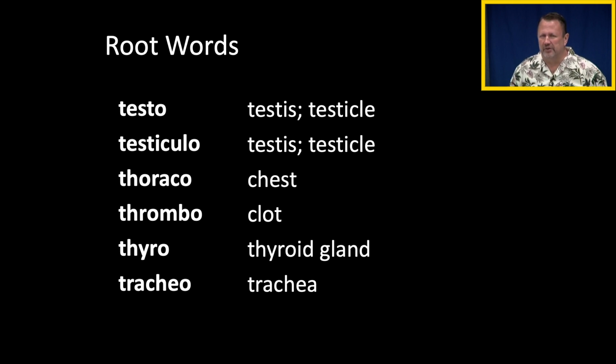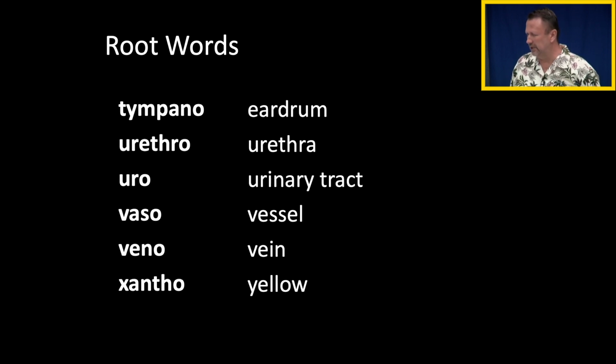Tracheo refers to the trachea. Your trachea goes down into your chest and divides into the main bronchi, and so tracheo refers to the trachea. A timpani is a big type of drum. The big kettle drums that they play in the orchestra, those are called timpani. And so that's where the word eardrum comes from. Timpano means drum, big drum.